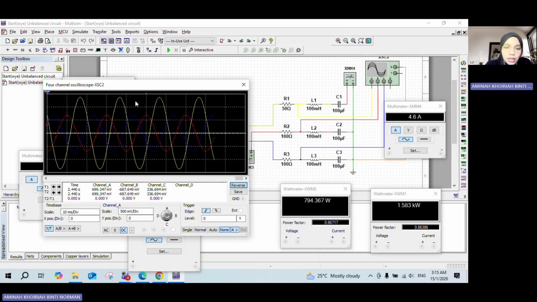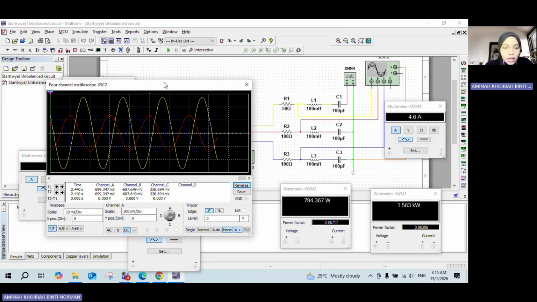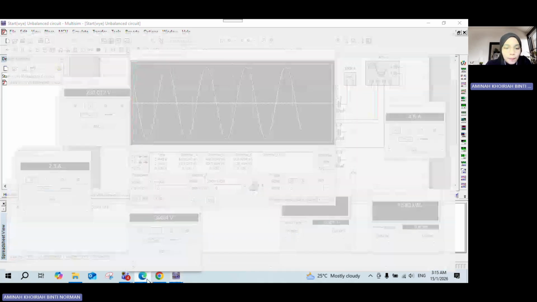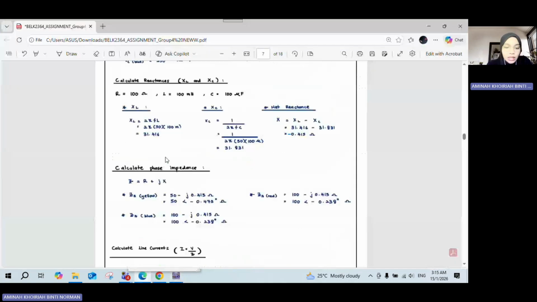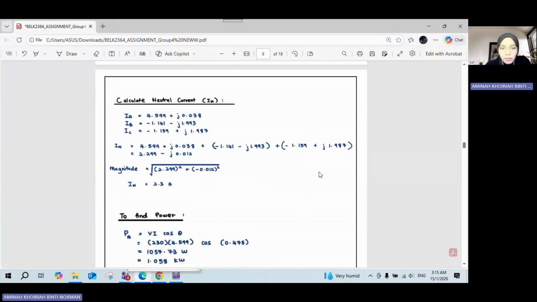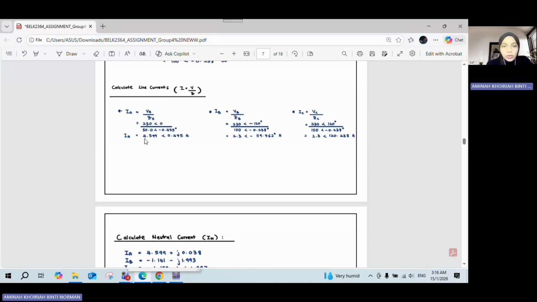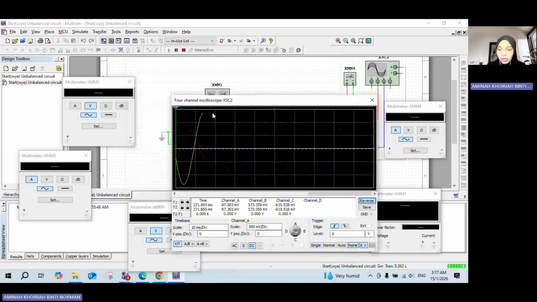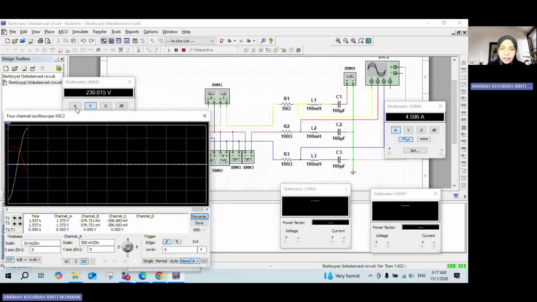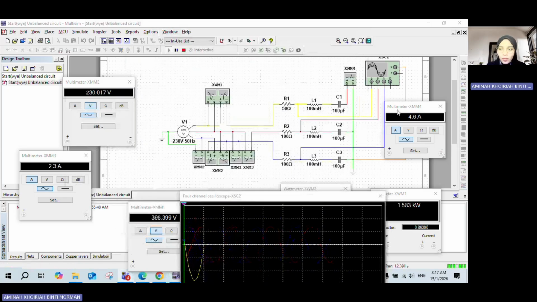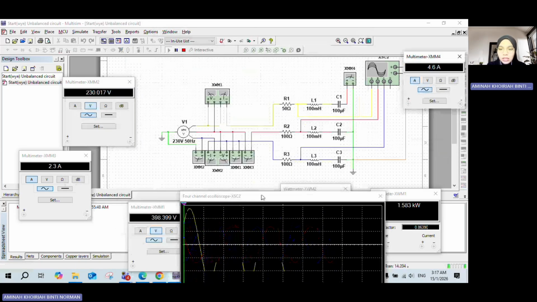To clarify the answer, we can make a comparison with the calculation value that will be presented by Umaira. From this calculation, we can see that the simulation value and calculation value are the same. It is correct. So this is for I1, I2, and I3. This is the simulation, so we got the waveform correctly and the values are also correct. And this is the wiring that we made in Multisim for the star circuit.